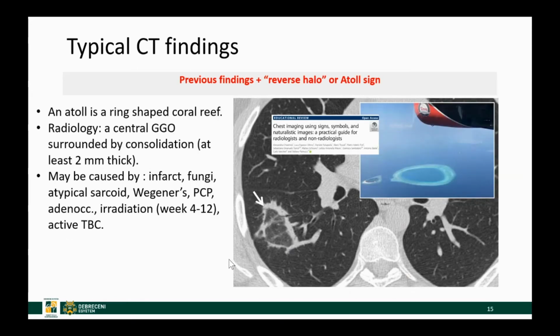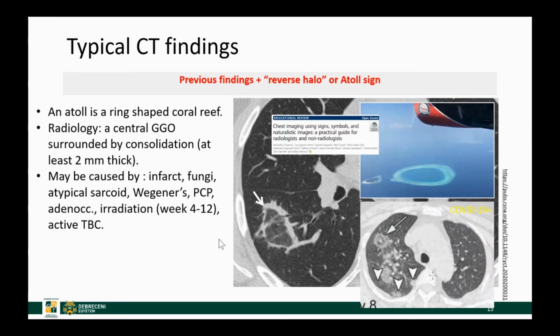If you see, again, the previous findings, the ground glass opacities and the consolidations that are peripheral and multifocal, plus you see the so-called reverse halo sign or atoll sign, that might also be signaling COVID-19 pneumonia. An atoll is a ring-shaped coral reef, which I haven't seen before, but it looks quite pretty. In radiology, this I've seen, is a central GGO that is surrounded by consolidation that is at least 2 millimeters thick. Again, it's also not specific for anything because a lot of various diseases might cause it, such as infarcts, fungi, sarcoid, irradiation, or adenocarcinoma, but it can show up for COVID-19 pneumonia, and here's a case to illustrate that.